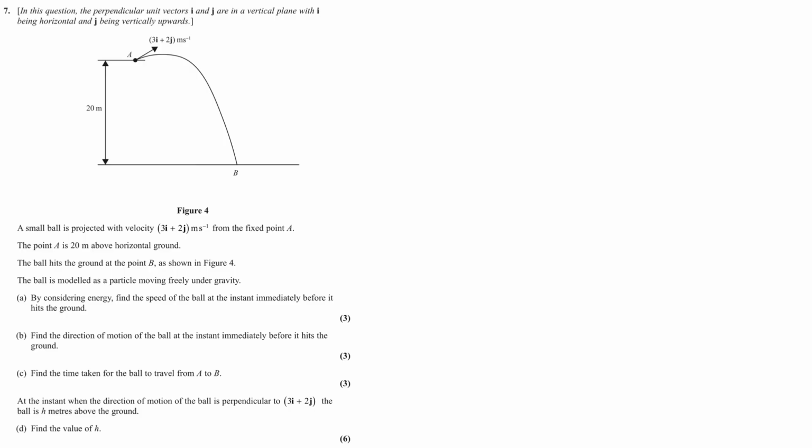So for this one, the kinetic energy it has at this point, where it's immediately before it hits the ground, is going to be equal to the kinetic energy it had at the start plus the potential energy it gains through dropping. Now first I'm going to find out what this speed is. So 3 squared plus 2 squared square root. So that's root 13 there.